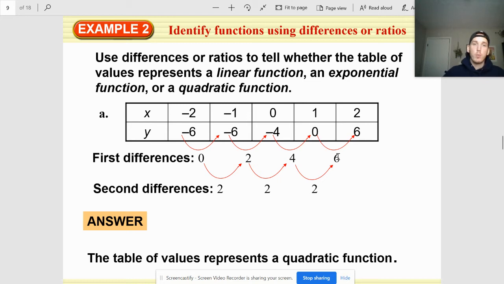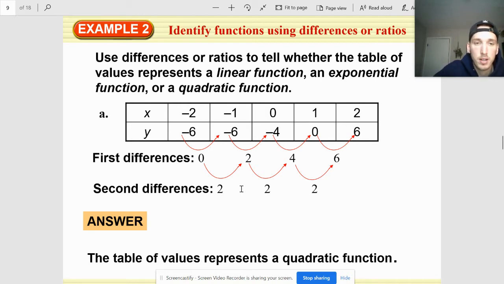Right off the bat, we know it's not linear because it doesn't have a constant rate of change. It's not going up by the same amount each time. So that means it's either quadratic or exponential. This is an example of a quadratic function, and here's how you tell. If it's going up by different amounts each time, 0, 2, 4, 6, that disqualifies it from being linear.